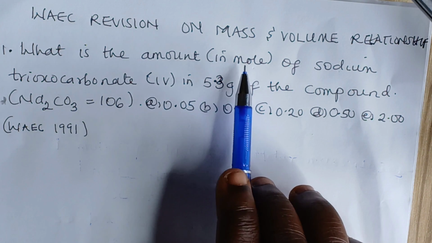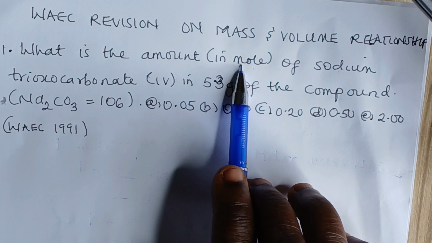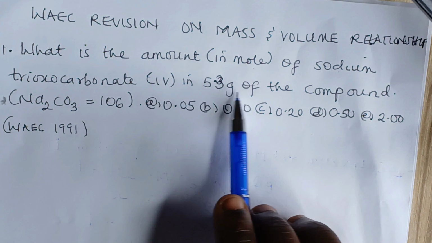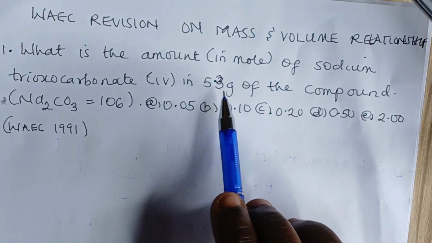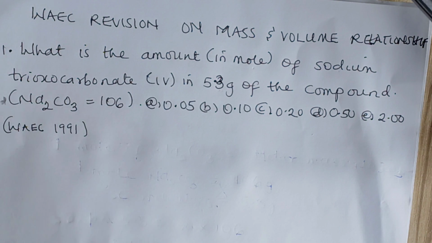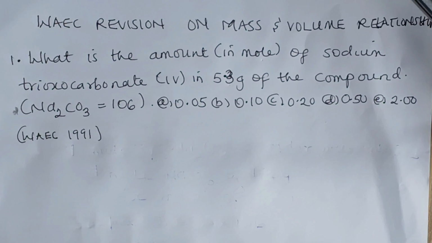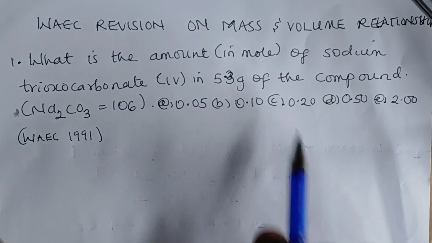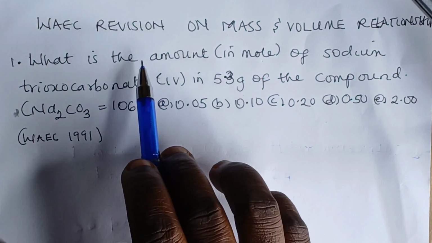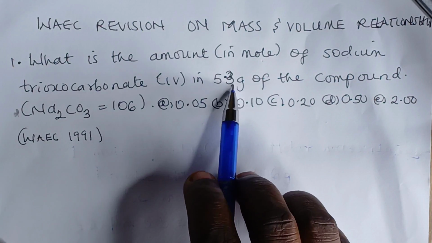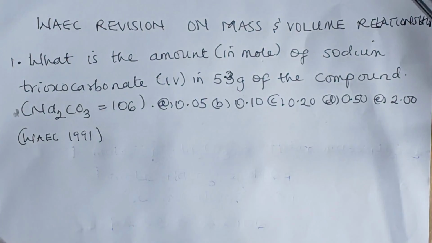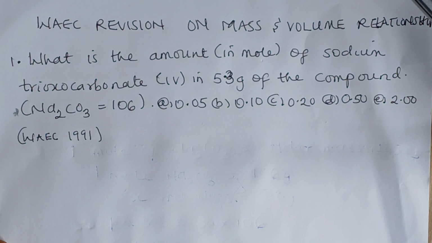And we also need mole and mass, because this 5.3 gram is in form of mass. So when you are given a question, identify what you are working on first before you start your calculation. So we are working with mole and mass, because the question is, what is the amount in mole of the sodium trioxocarbonate IV in 5.3 gram of the compound? That is, if you have 5.3 gram of a compound, what will be the amount in mole?